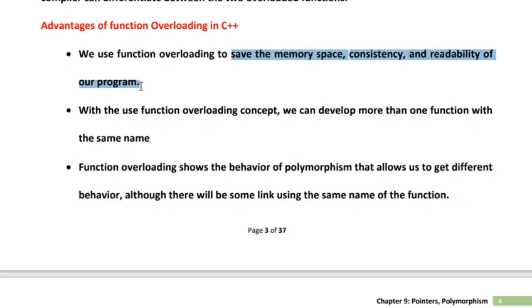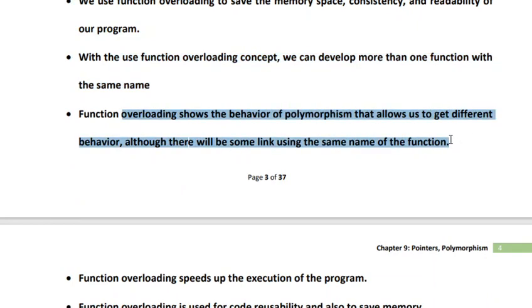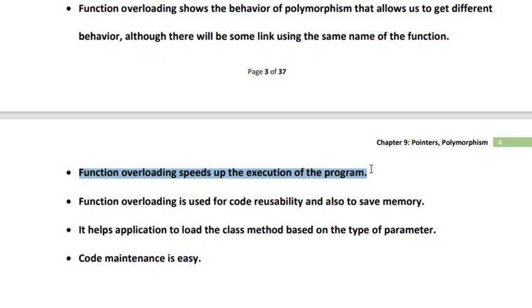With the help of function overloading concept, we can have more than one function with the same name. Using function overloading, we can not only have more than one function with the same name, but we can make the functions exhibit different behaviors. Function overloading also helps us in speeding up the execution time. This is also one of the notable advantages of function overloading. It also promotes code reusability. This is one of the other advantages of function overloading, right?